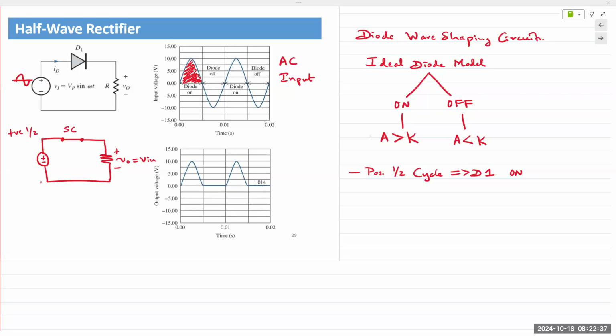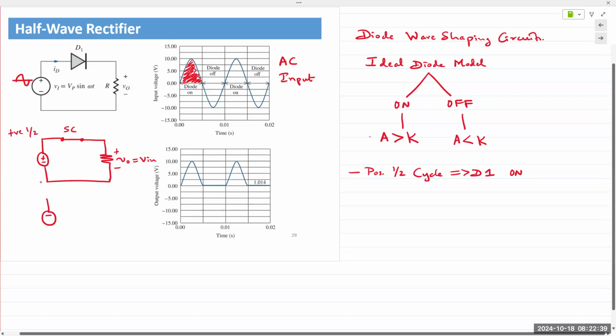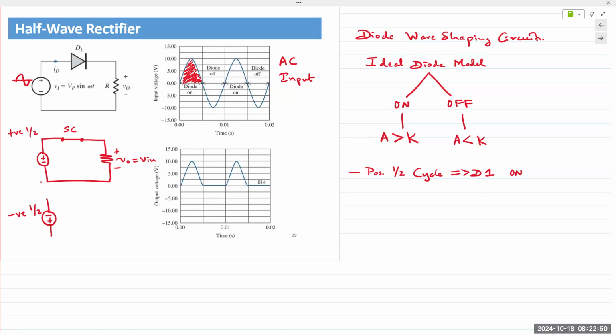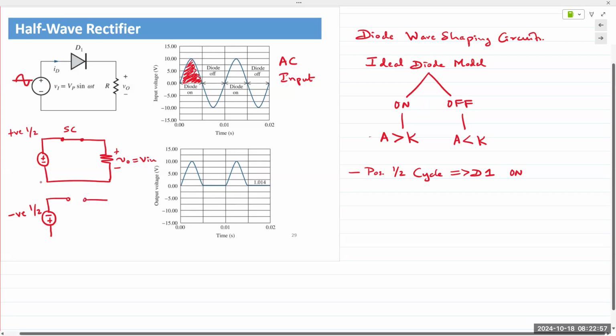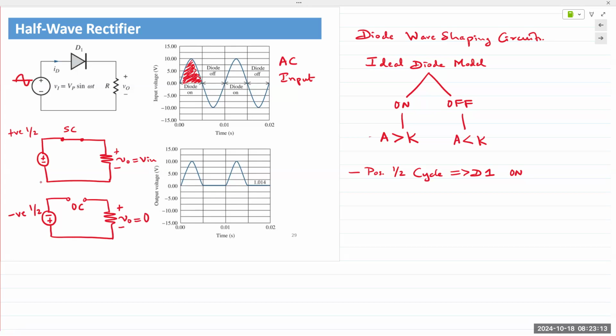Negative half cycle, it reverses polarity. So there are many ways to display that. I usually just turn the source around. Or you could keep the source the same and say it's a minus voltage being applied. But turning the source around makes it easy. It's a negative half cycle, so it is an open circuit. VO is equal to 0. Output goes to 0. Nothing reaches the output.